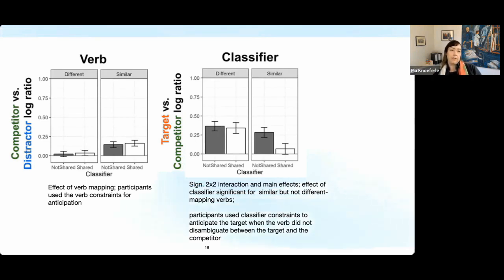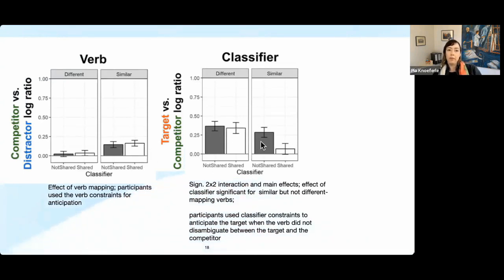These are, again, log ratios: competitor versus distractor at the verb region and target versus competitor in the classifier region. What you can see here is a clear effect of the verb mapping. So what that means is when the verb was similar, there was more anticipation of the competitor than when it was different. Sorry, that was more looks to the competitor than to the distractor, not the target here for the verb, suggesting that they use the verb constraints for anticipation. Because when it's similar, they're compatible with competitor and the target.